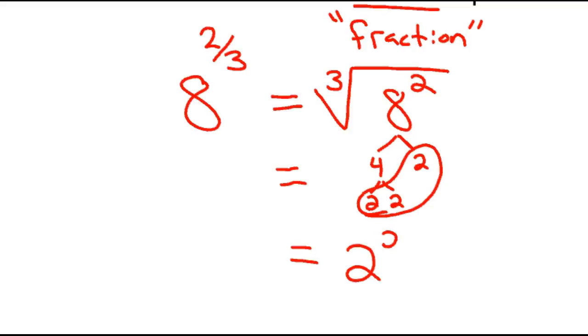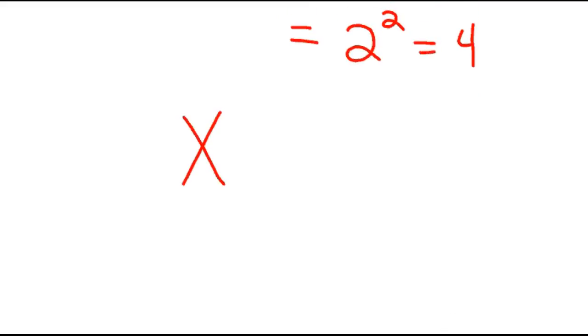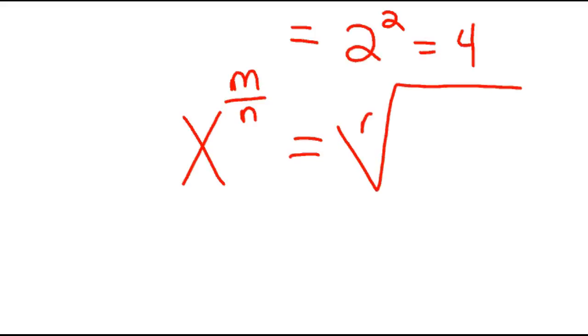So this is 2 squared, you still have the squared there. The cube root of 8 is 2, but then that's still squared, which gives us 4. And that's generally what we do with it. Typically how textbooks do this is x to the m over n power, which generalizes to the nth root of x to the m power.